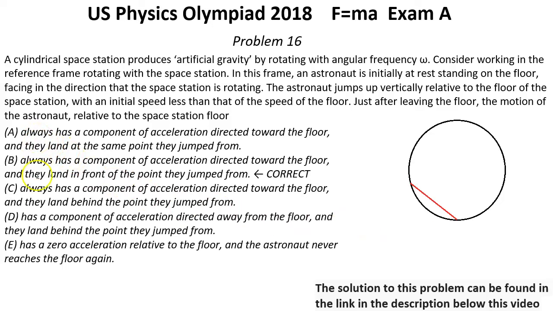From all these sentences, only sentence B is a correct one. Always has a component of acceleration directed toward the floor. That's true. And they land in front of the point they jumped from, which is always true. So B is the correct answer, and this is the solution for problem number 16.